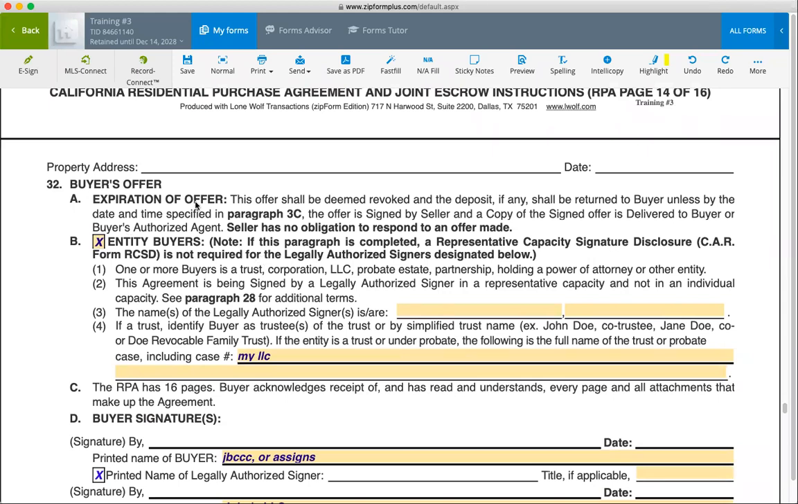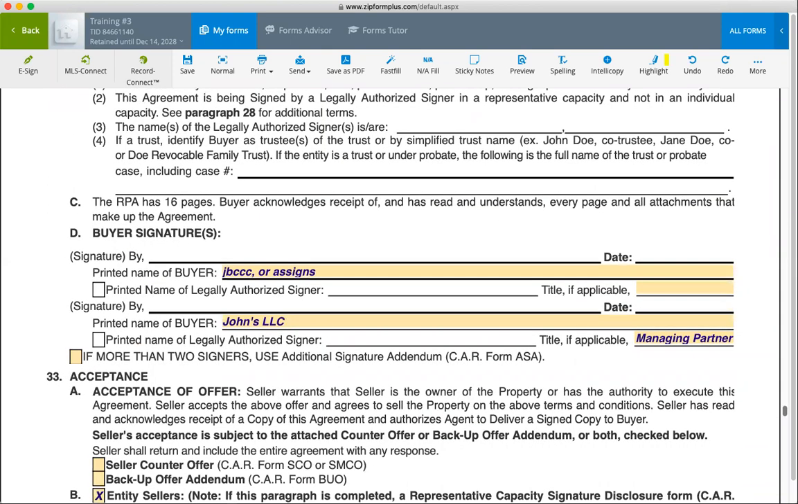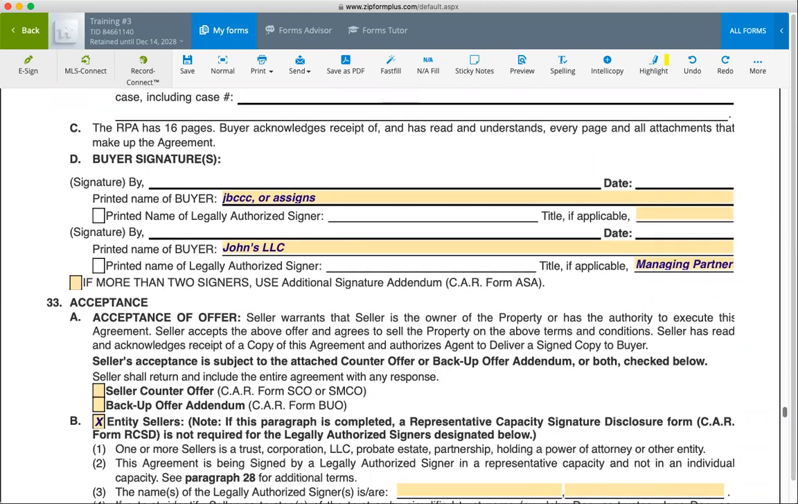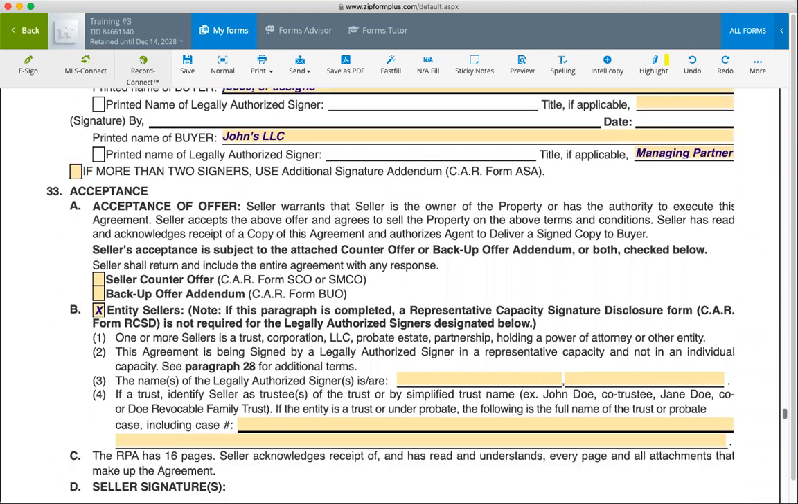And there's the buyer's offer, the expiration of the offer. If there's an entity, if it's a trust or an LLC or something, you would check this box and fill this form out as it presents itself. It's pretty easy to follow, but if you have any questions while you're filling it out, just give us a call. And then the acceptance of the offer.